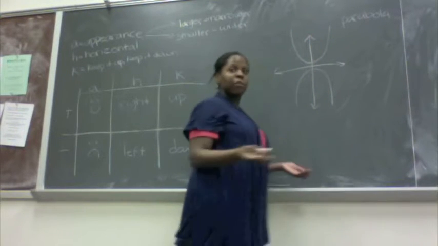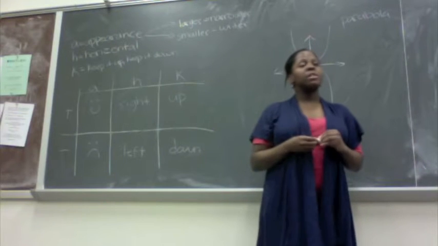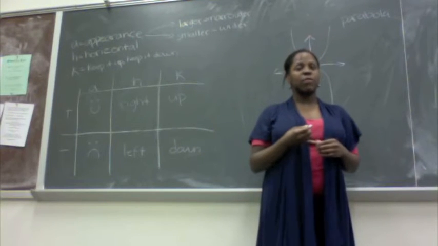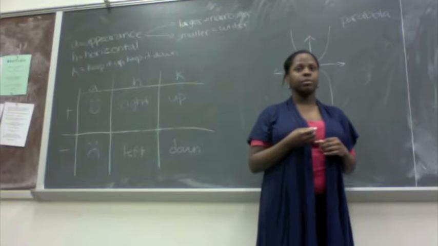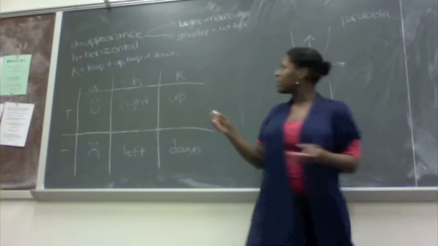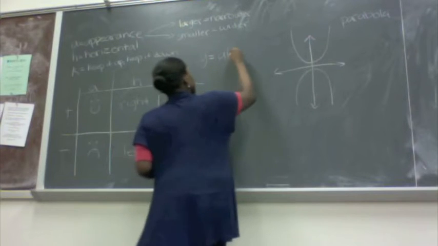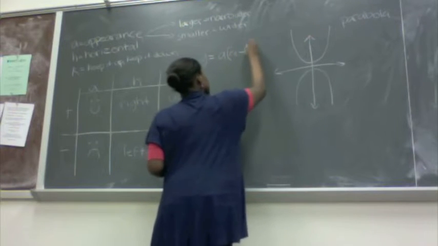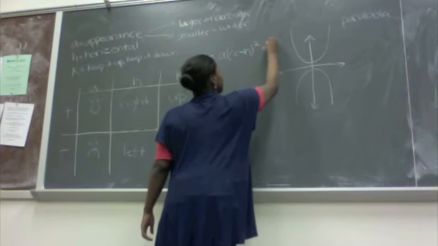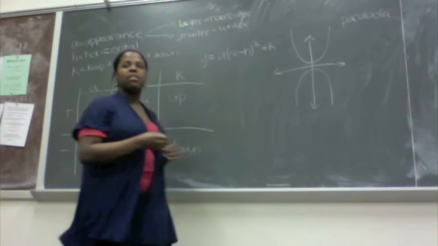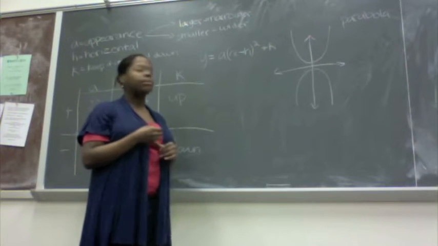So, for review, can anyone tell me what the simple model is of the quadratic formula? Okay, so for review, it's y equals a times x minus h quantity squared plus k. So does everyone have that in their notes now? Can everyone please write this down?